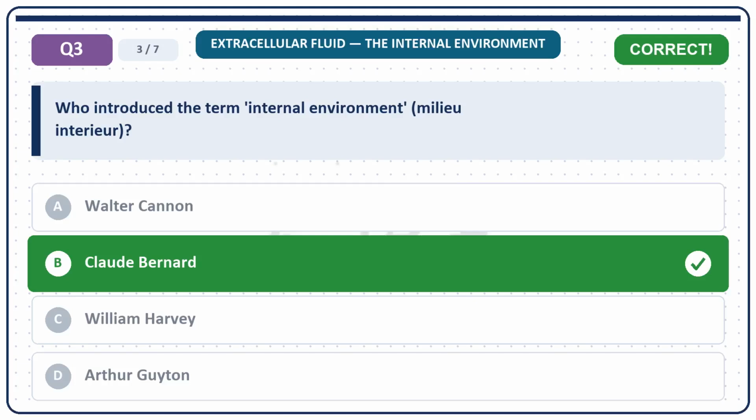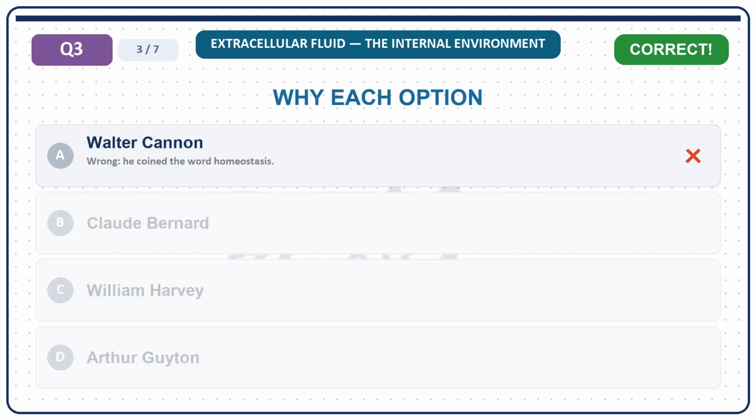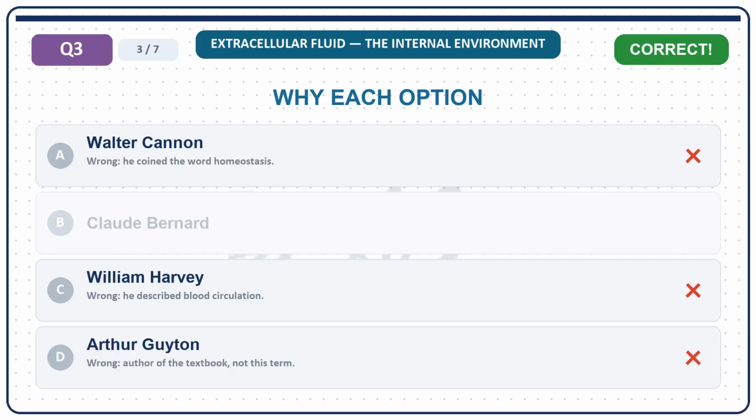Now, let's break down each option. Option A, Walter Cannon. This one is wrong, because he coined the word homeostasis. Option C, William Harvey. This one is wrong, because he described blood circulation. Option D, Arthur Guyton. This one is wrong, because he was the author of the textbook, not this term.